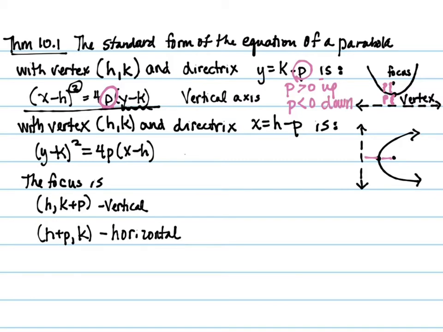Now it works the same way here. If p is positive, it does one thing, and if p is negative, it does the other. What would you assume, based on what you know about the Cartesian coordinate system? That's right. Positive is to the right, and negative will be to the left.